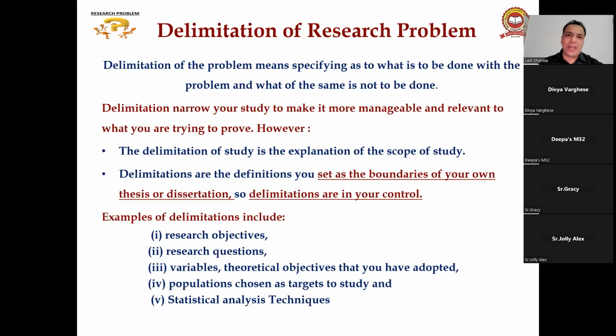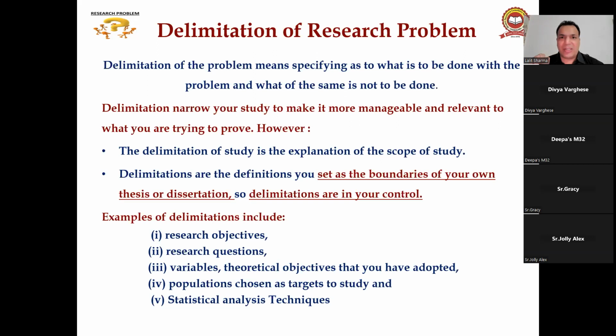Then delimitations of the research problem. This is the most important: delimitations. In a practical, the examiner asks you, what is the difference between delimitations and limitations? This is the starting point before selecting any research topic. Delimitation of a research problem means specifying what is to be done with the problem and what is not to be done with the problem.